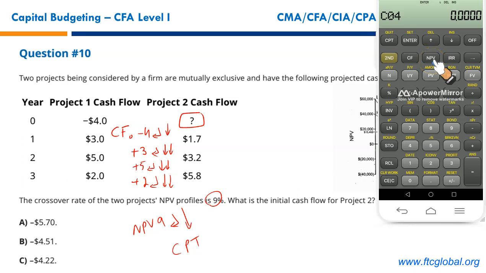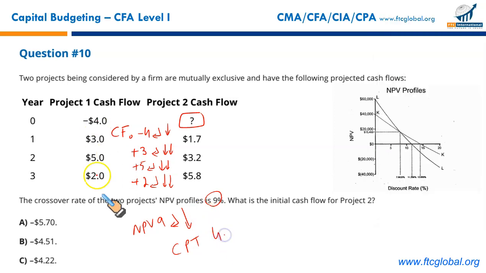Press NPV. You need to give the rate. The crossover rate is 9%. Enter 9, enter it in the sheet, down arrow key and press CPT. Alhamdulillah. It's 4.5051. All the numbers are less than 10, so it's 4.5051. This is the NPV of your project 1.